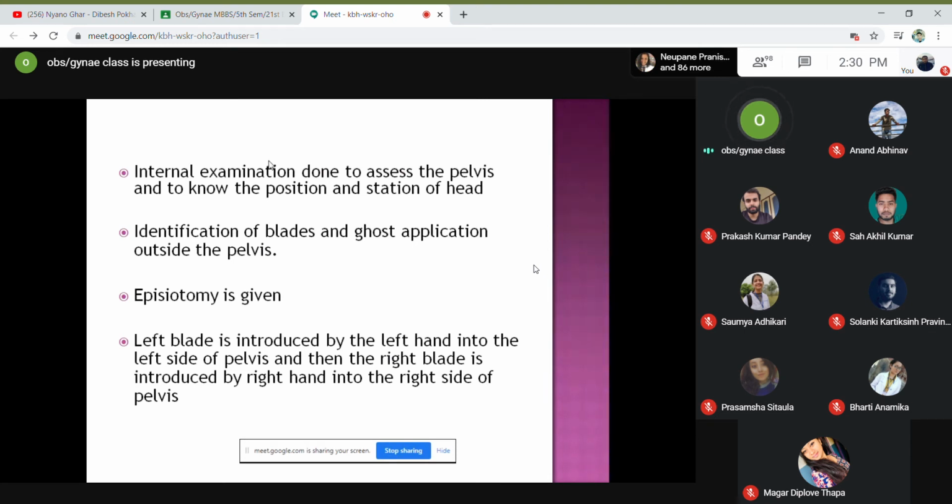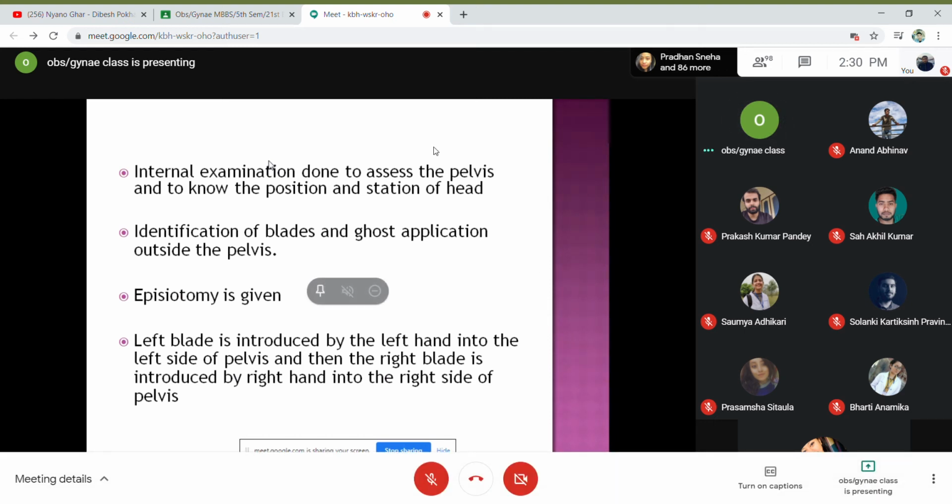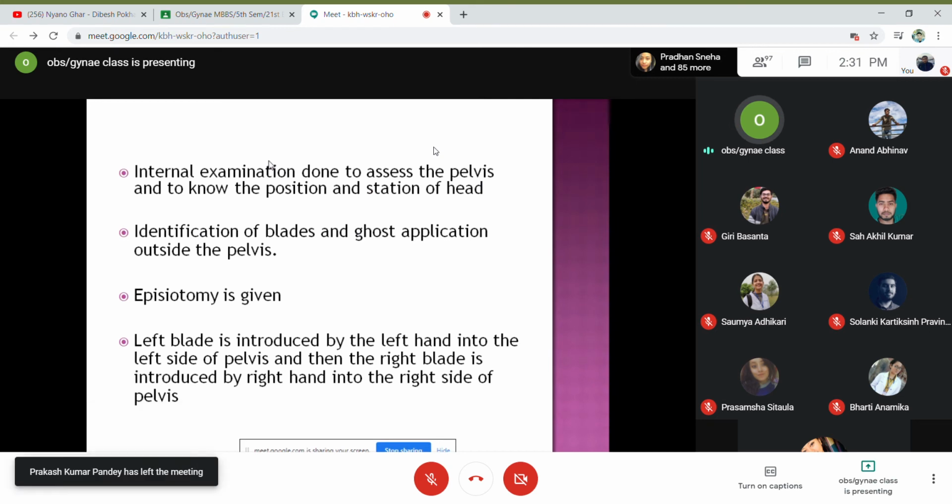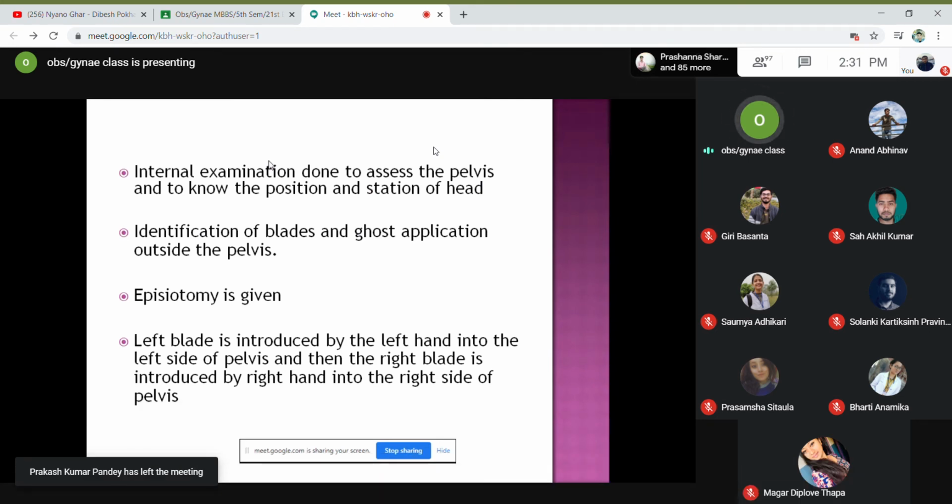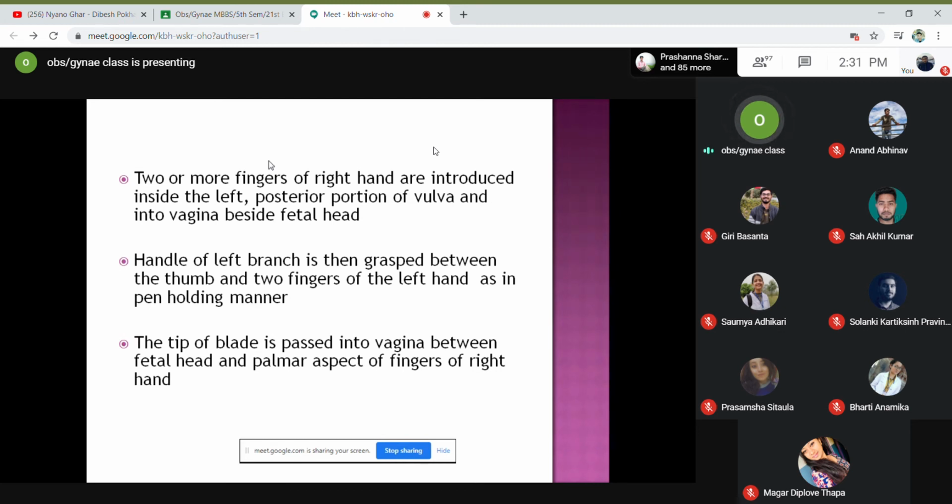Then episiotomy is given. The left blade is introduced by the left hand into the left side of the pelvis first. You always have to remember this: always we have to introduce the left blade first. You hold the left blade in the left hand and you apply this in the left side of the pelvis. Then the right blade is introduced by the right hand into the right side of the pelvis. Then you lock it.